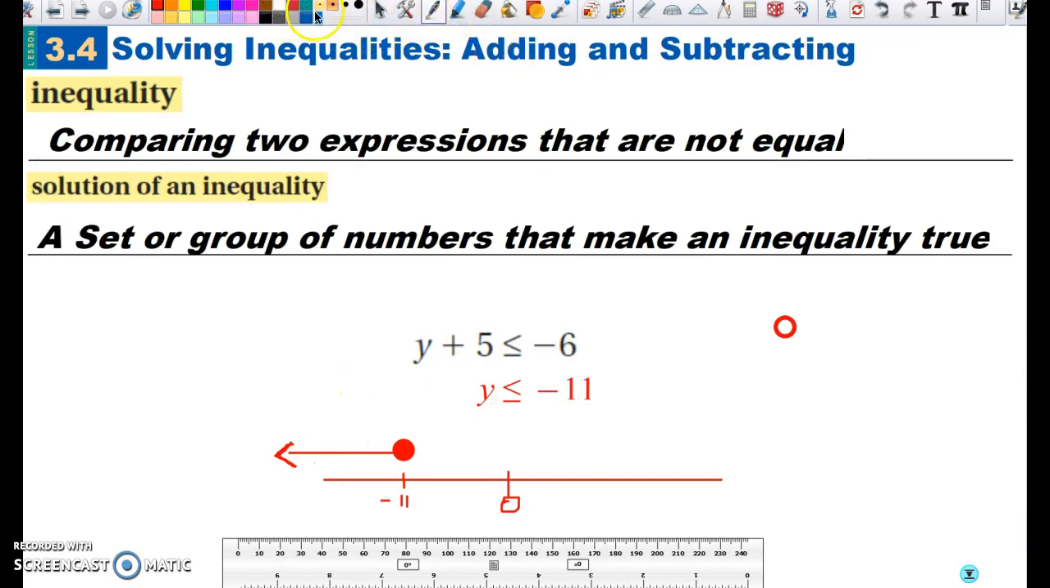For example, if I just pick randomly way out here somewhere, maybe that's like negative 18. If I put negative 18 into the inequality for y, negative 18 is less than or equal to negative 11, that would make the inequality true. So literally, all the numbers on the number line below my graph would make this inequality true, including the negative 11 because my dot is filled. If that dot wasn't filled, I would not include the negative 11 in my answer.